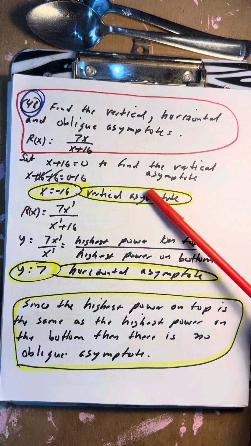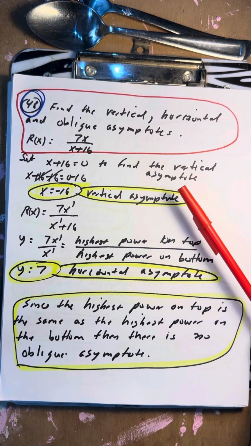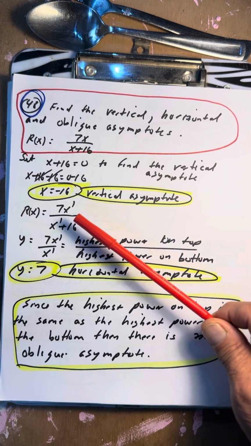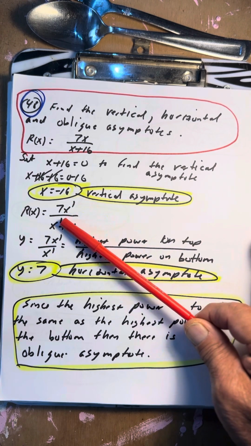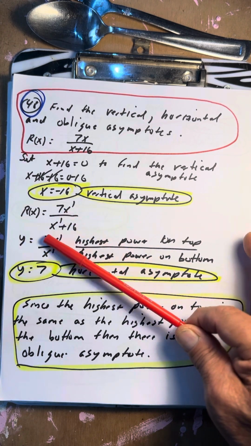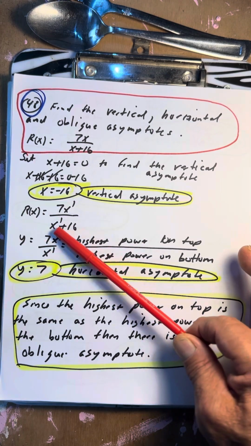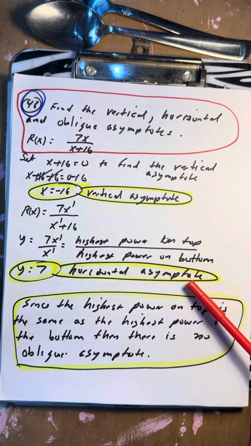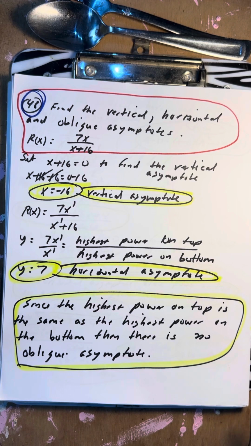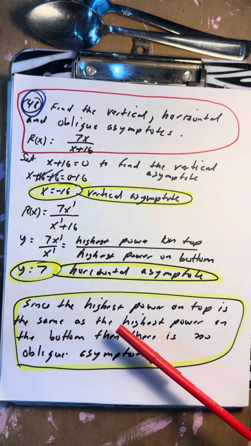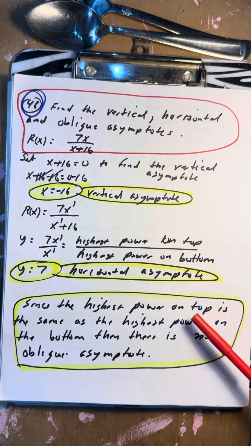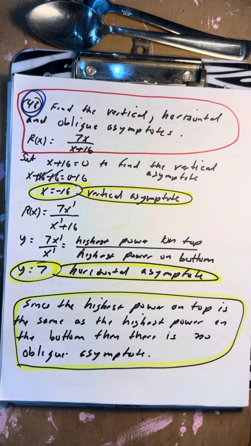There's the vertical asymptote. To find the horizontal, get the highest power on top, 7x to the 1, and x to the 1 power on the bottom. These are the highest powers, so that's 7x to the 1 over x. Reduce it, simplify it as much as you can. You get 7. So y equals 7 is the horizontal asymptote. Since the highest power on the top is the same as the highest power on the bottom, 1 and 1, there is no oblique asymptote.